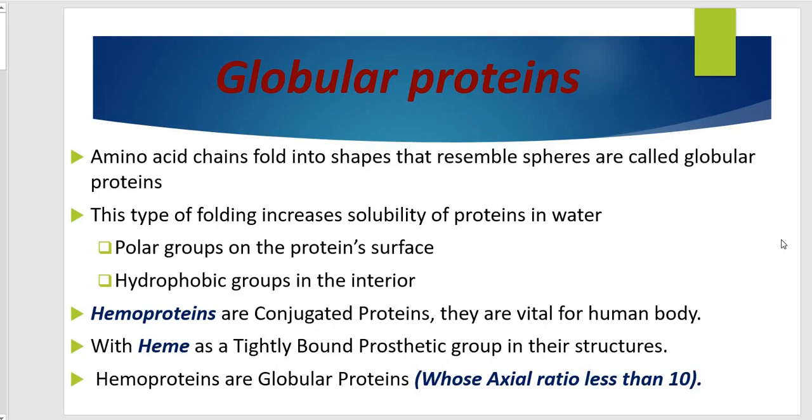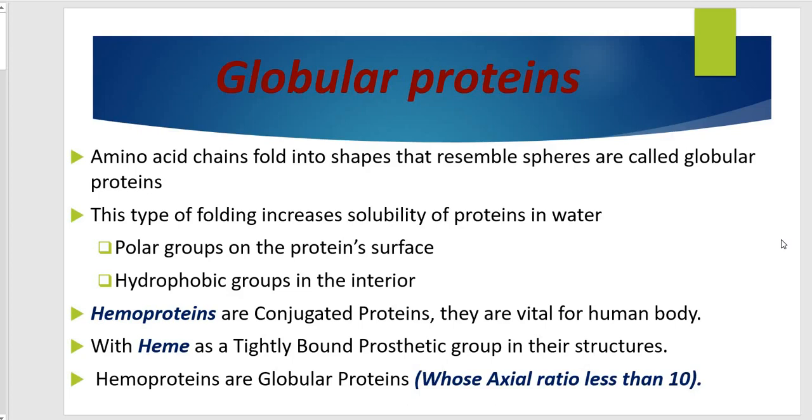This type of folding increases the solubility of the protein in water, as the polar groups, which are hydrophilic, will be on the outer surface of the protein near water, and the hydrophobic non-polar groups will be in the interior side of the molecule. We said that before in folding of the protein. You remember this?